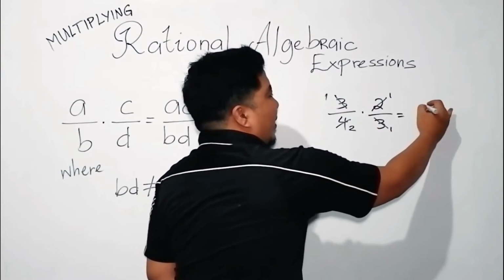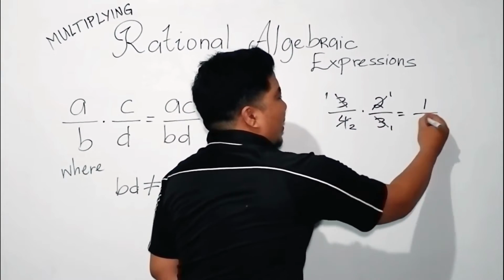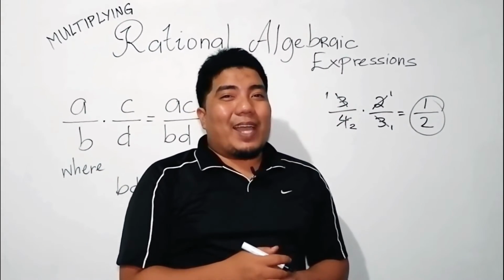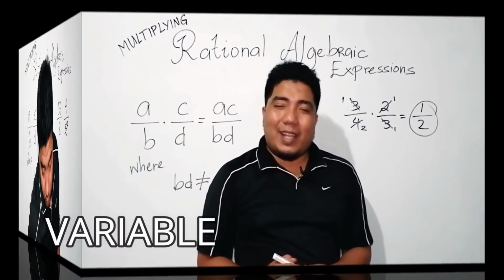So, 1 times 1, that is 1. 2 times 1, and that is 2. And your final answer is 1/2. Easy, right? Now, let us consider an example with a letter.